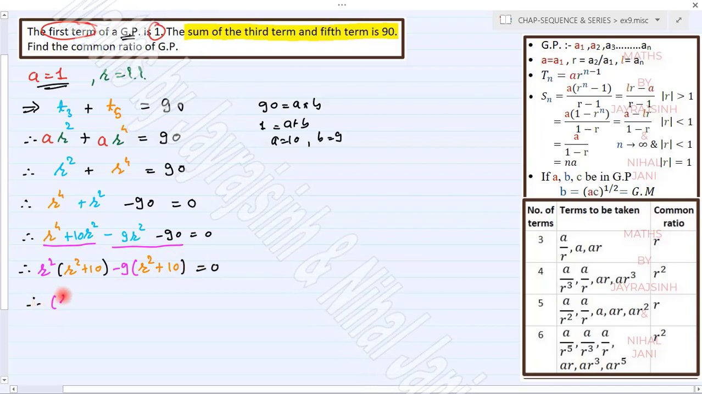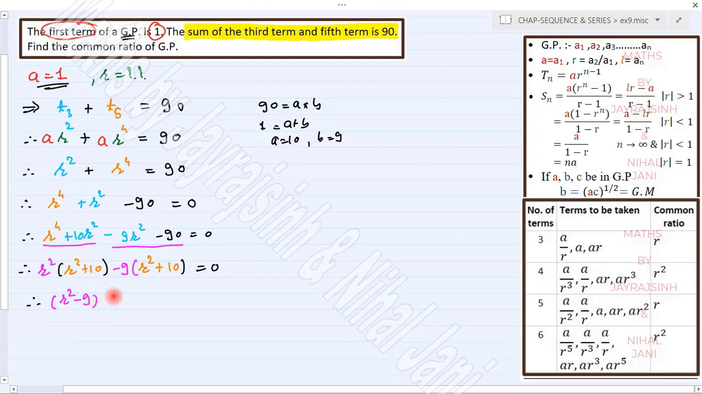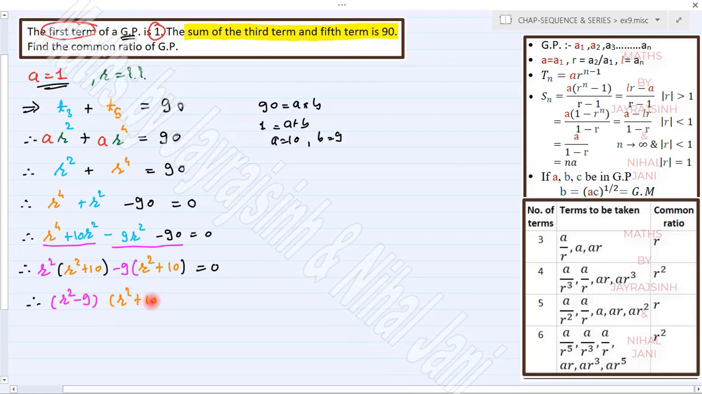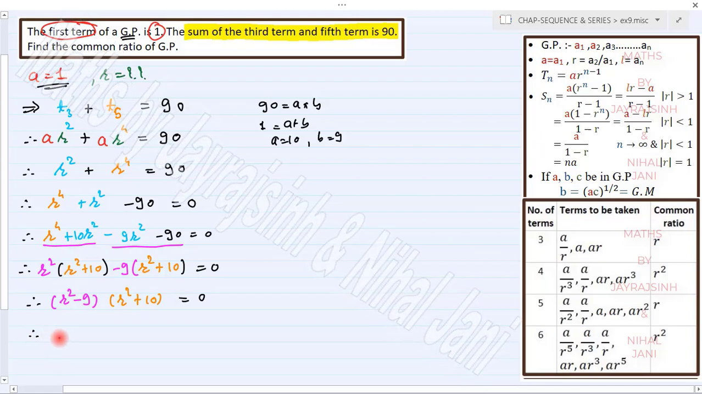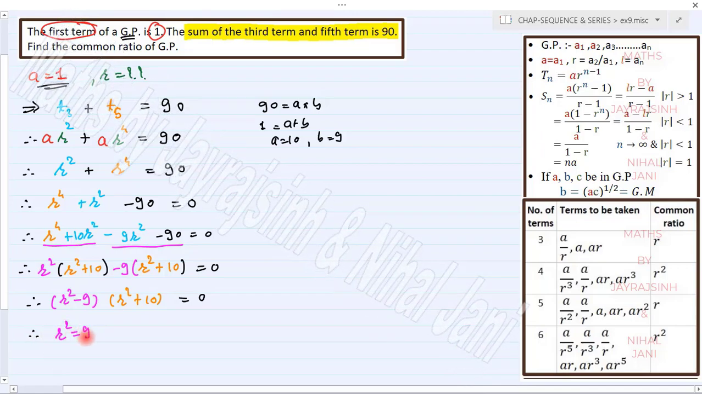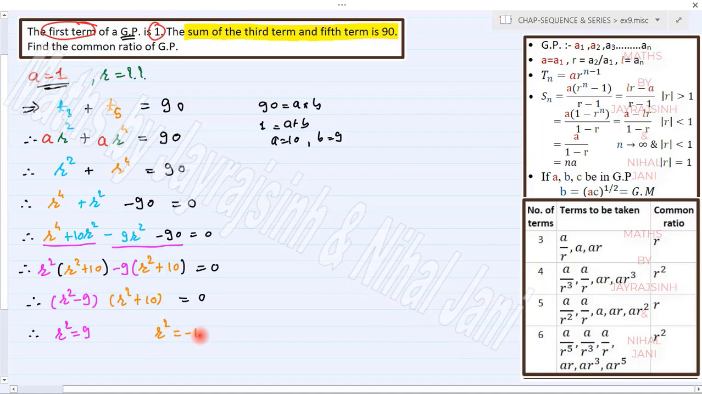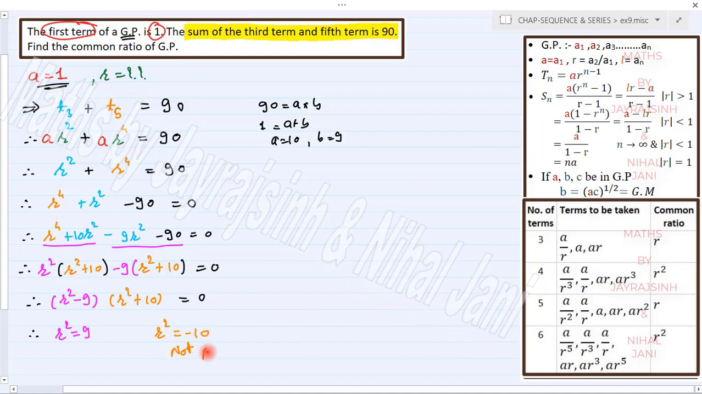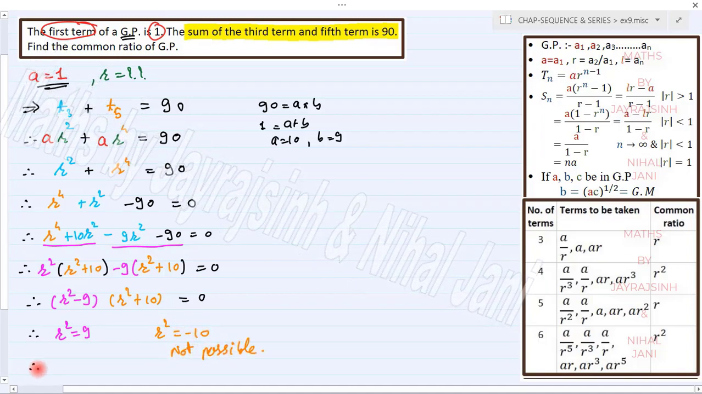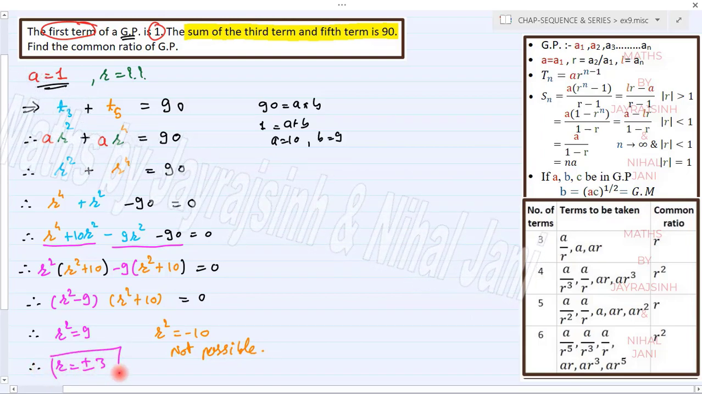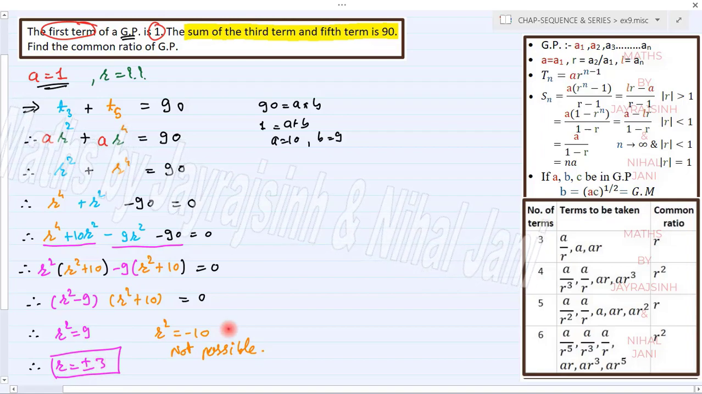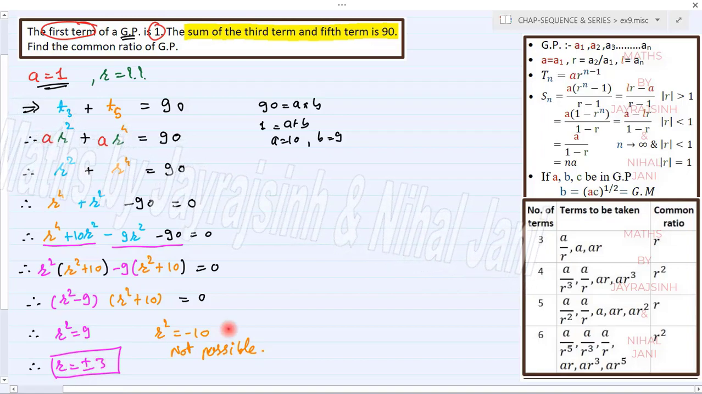So here we'll get r square minus 9 and r square plus 10 is equal to 0, which will give us two possibilities, r square equal to 9 or r square equal to minus 10, which is not possible for any real number. So here we get r is equal to plus or minus 3 as a possible common ratio. Ta-da!